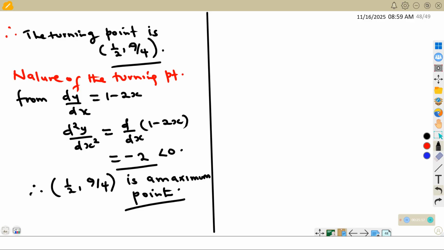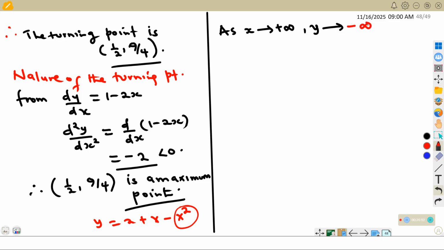So next, after getting that, we can also look at where our curve is tending to. As x tends to positive infinity, where is our y tending to? Remember, our y is given as 2 plus x minus x squared. So if x is tending to positive infinity, you look at the x that has the highest power. When you put a positive value here, your expression will still remain negative. So this is tending to negative infinity.